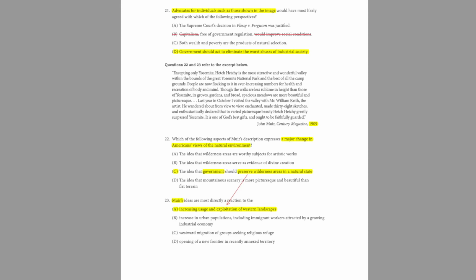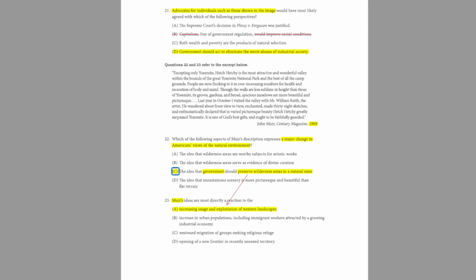Question 22. The question asks about a major change in Americans' views of the natural environment. Even if you didn't read the excerpt, you could still figure out the answer for two reasons. First, preserving wilderness areas in a natural state is an obvious and sensible course of action. It's something most people would support, especially when natural beauty is at risk. Second, the Progressive Era, which includes 1909, was a time when the government took a much more active role in solving social problems and regulating industry. That's why C is clearly the correct answer choice.